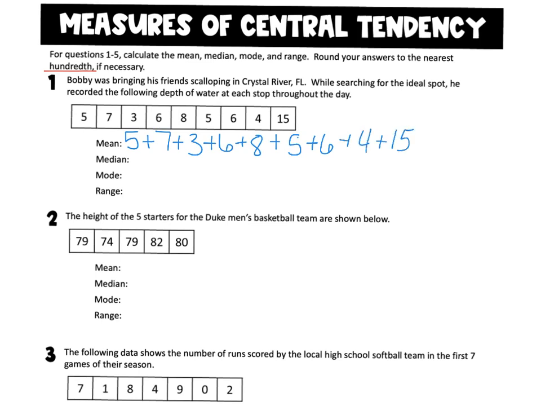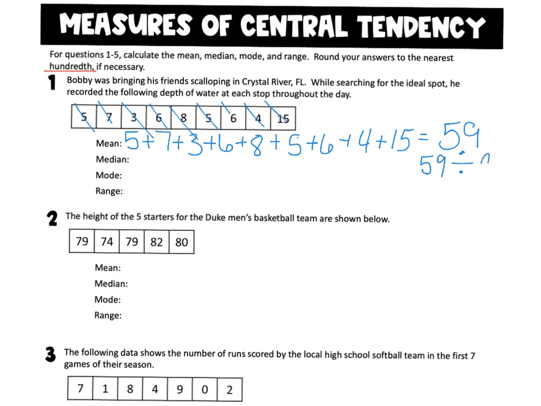I am not great at adding a lot of numbers in my head. I'm definitely going to double check my work. And when I do that in my calculator, I get 59. Do not put that as your final answer. A lot of students get that wrong. I now need to take my 59 and divide it by how many numbers I have. Well, how many numbers do I have? Let's count. I have 1, 2, 3, 4, 5, 6, 7, 8, 9.